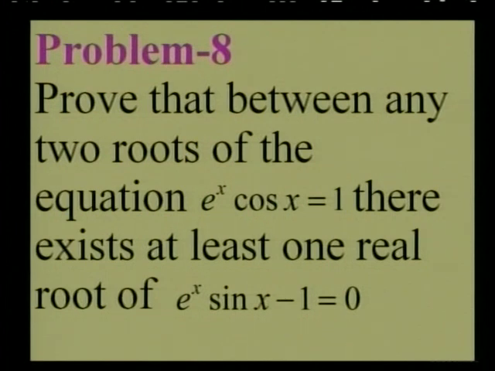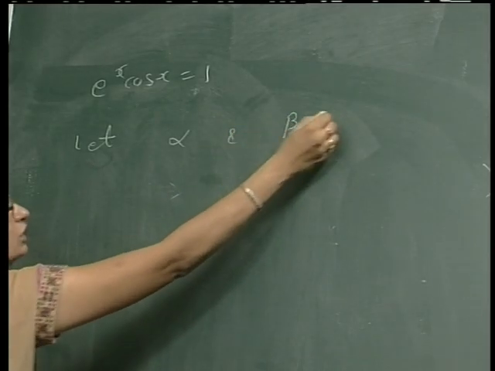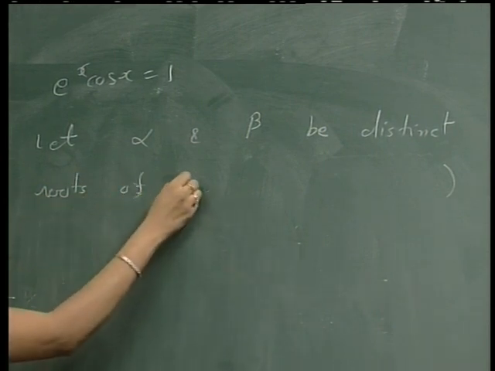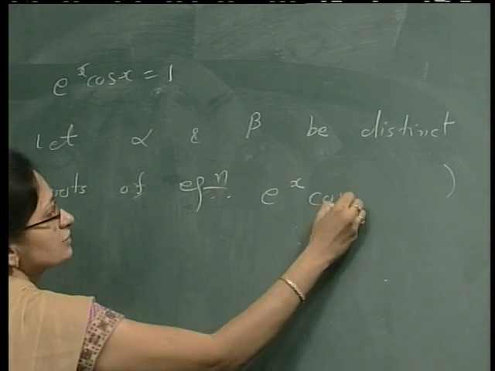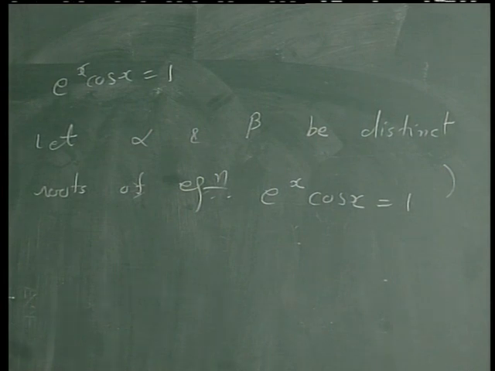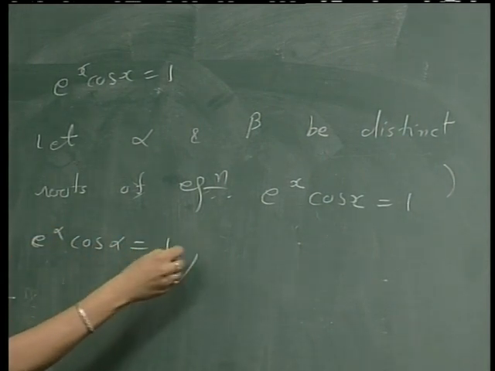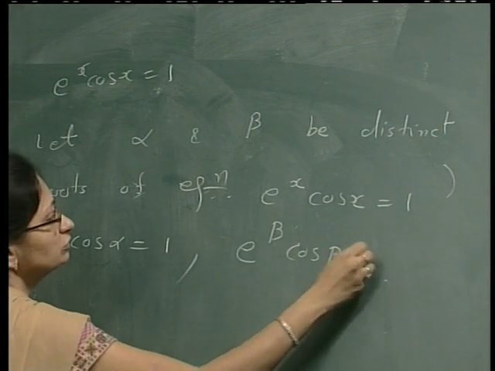Prove that between any two roots of the equation e raised to x cos x is equal to 1, there exists at least one real root of the equation e raised to x sin x minus 1 is equal to 0. To prove, first we assume that alpha and beta be two distinct roots of the equation e raised to x cos x is equal to 1, and we assume that alpha is less than beta. Since they are roots of the equation, we write e raised to alpha cos alpha is equal to 1, and e raised to beta cos beta is equal to 1.